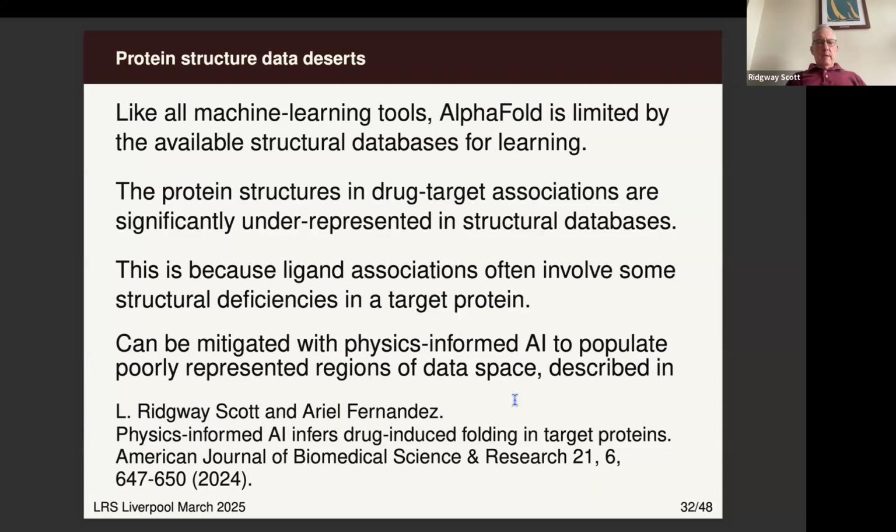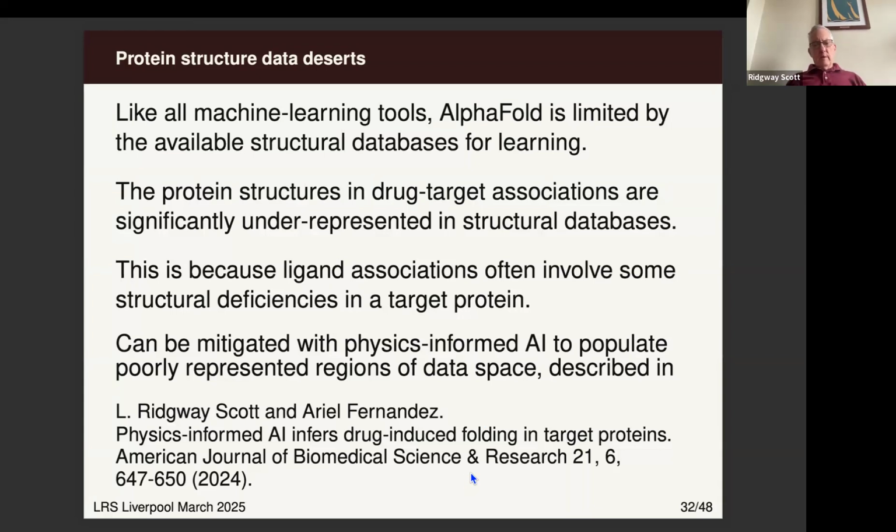So many structures in drug target associations are underrepresented in structural databases, and it's because the ligand associations also often involve some structural deficiencies in the target protein. It can be mitigated by a physics-informed AI to populate poorly represented regions of data space, fill in the data desert. And this is a paper that we published last year explaining all of this.